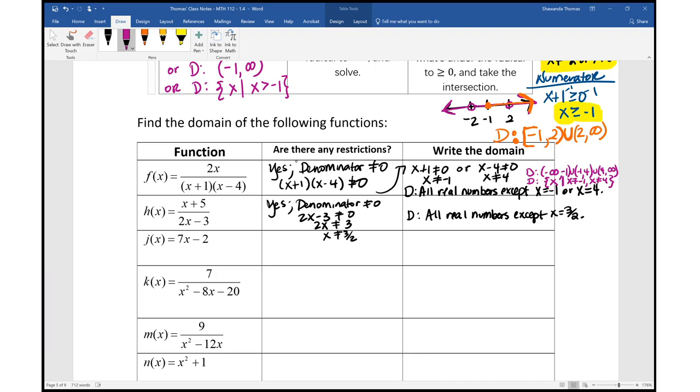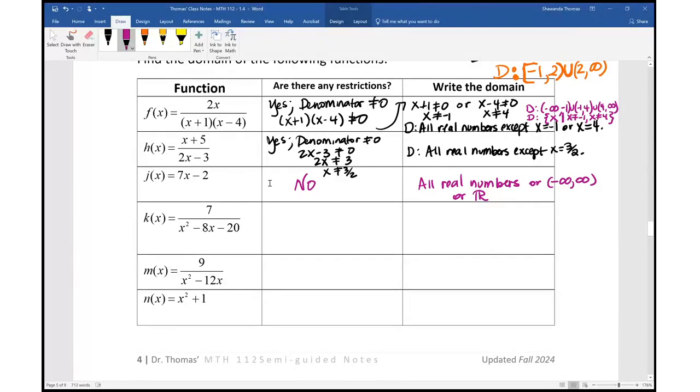Let's go to j of x. Are there restrictions? Do we have a radical? Do we have a denominator? No. Therefore, the domain is all real numbers. What's another way to write that? You could write negative infinity to positive infinity, or you could write all real numbers, the symbol for all real numbers. Next, we have k of x, 7 over x squared minus 8x minus 20.